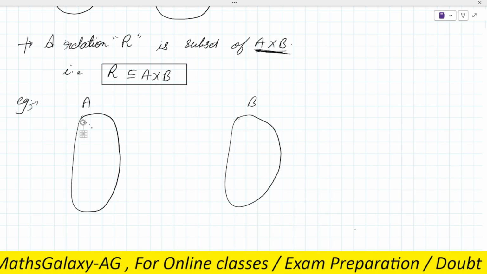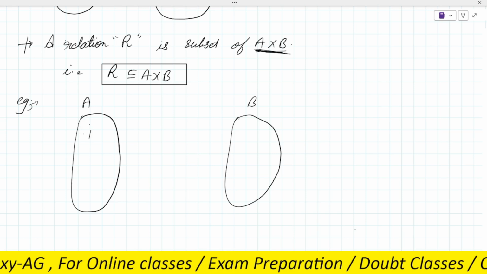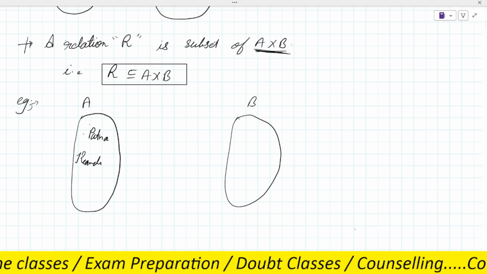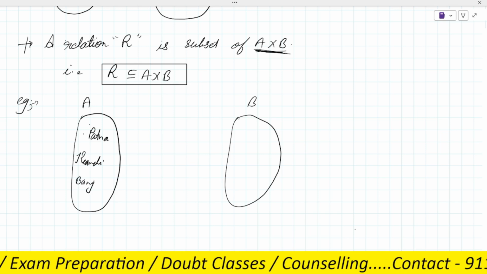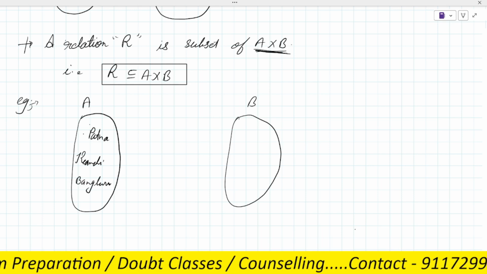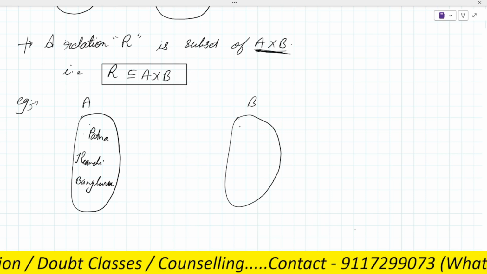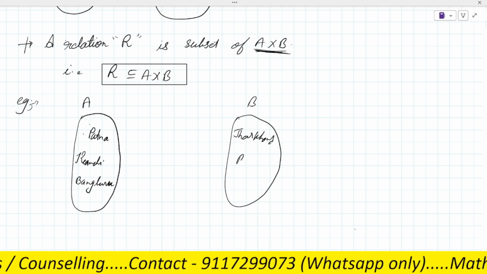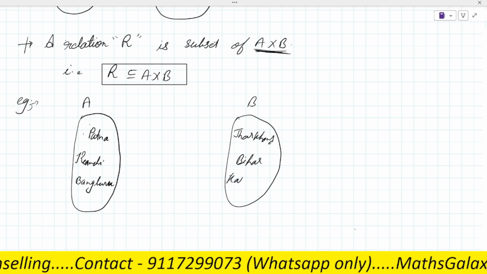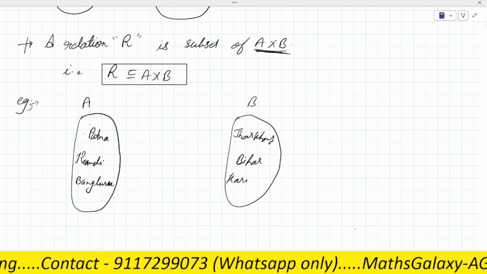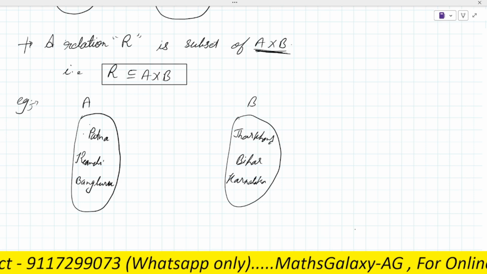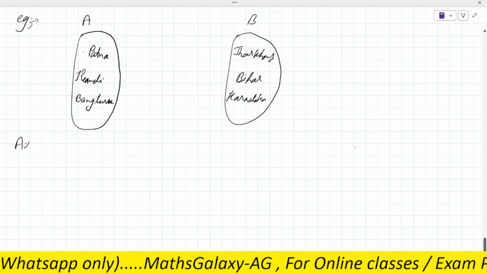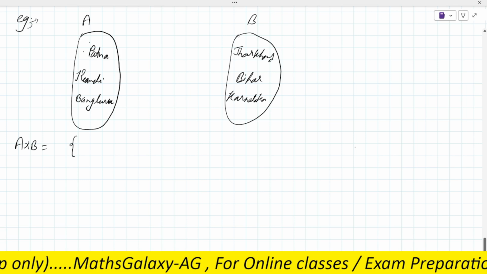So take here some capitals such as Patna, Ranchi, Bangalore. And here the state names, take Jharkhand, Bihar, Karnataka. Now first we will find A cross B.